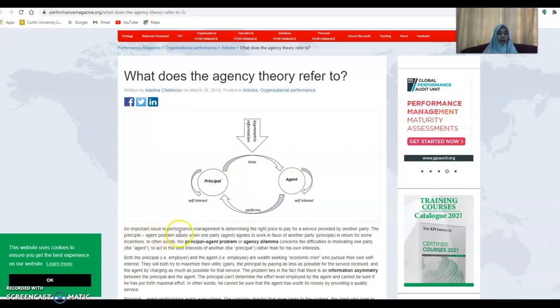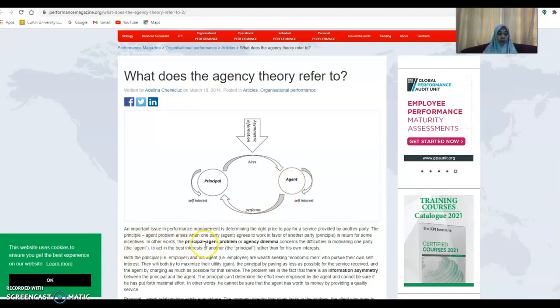An important issue in performance management is determining the right price to pay for a service provided by another party. So the principal-agent problem arises when one party, that is the agent, agrees to work in favor of another party, the principal, in return for some incentives. That means the agent that has been appointed agrees to work for the principal, provided that they have something in return. So what are their returns or incentives? They will be the salaries, the bonuses, and so on.